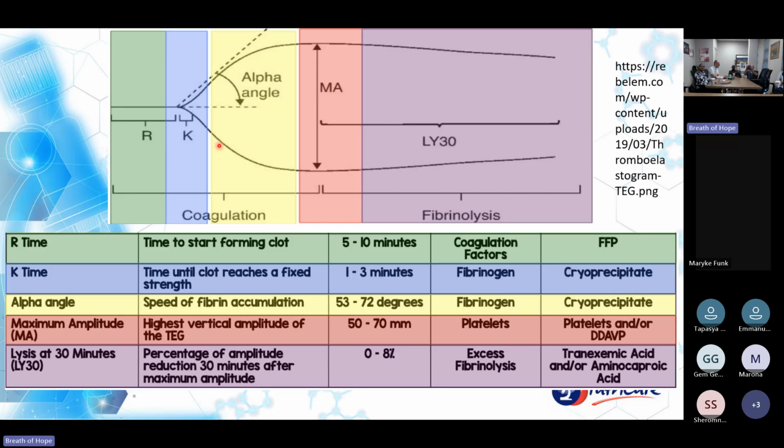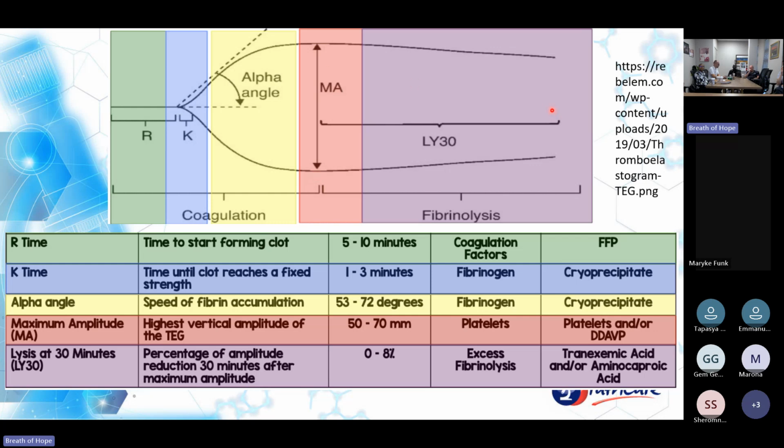K time and alpha angle are a bit more sensitive for fibrinogen. So in particular, if you have defects there, you would give fibrinogen. And the maximum amplitude is heavily dependent on the platelets. So for a defect there, you would give platelets or desmopressin to activate the platelets.